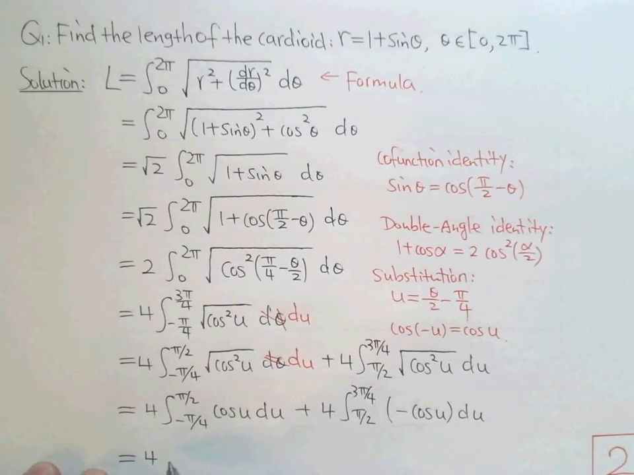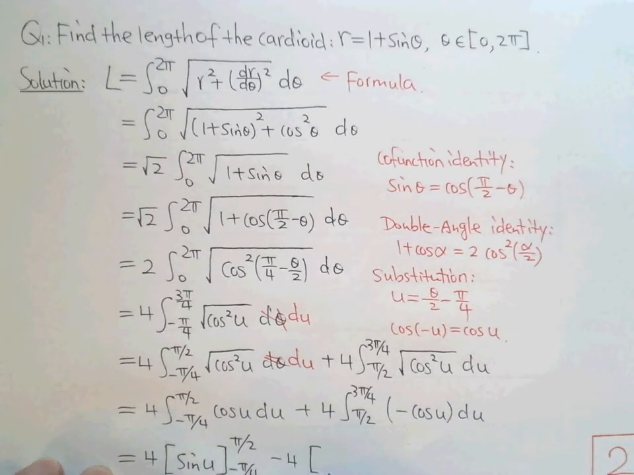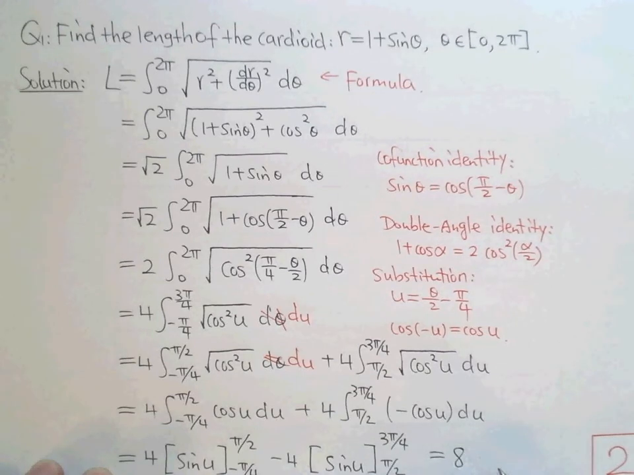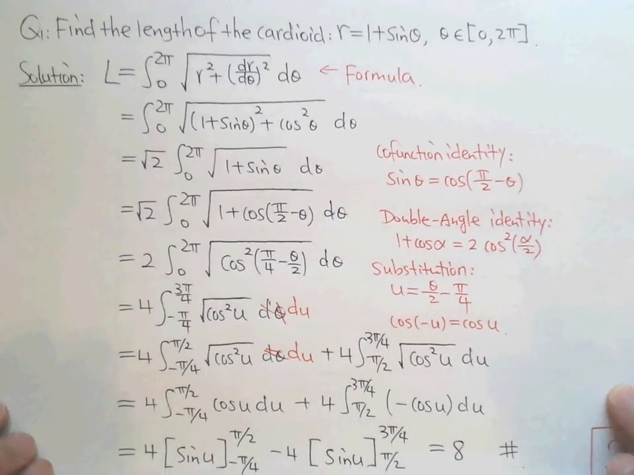Okay, this is 4. Should it be sine u, right? Negative pi over 4 to pi over 2. So this negative take out, so it's minus 4. And that derivative is sine, so sine u, pi over 2 to 3 pi over 4. So now I do calculation. So finally I get it. The answer is 8. Okay, a little bit longer calculation. You already see.